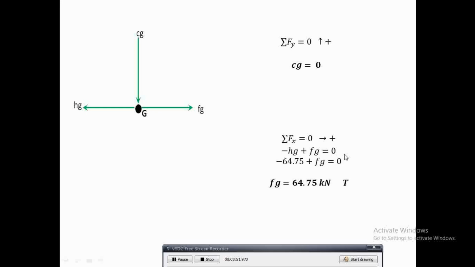Another, choose again a joint para makuha pa yung ibang mga members. So, if I'm going to consider joint G, may naka-attach na HG, CG, tsaka FG. If I take summation of forces along the y-axis, iisa lang si CG, so that is 0. If I take summation of forces along the x, may dalawa, si HG at saka si FG. Na-solve na natin kanina si HG, that is 64.75. Since si HG is to the left, so minus, si FG ay to the right, so plus, FG now is equal to 64.75 kilonewtons tension.